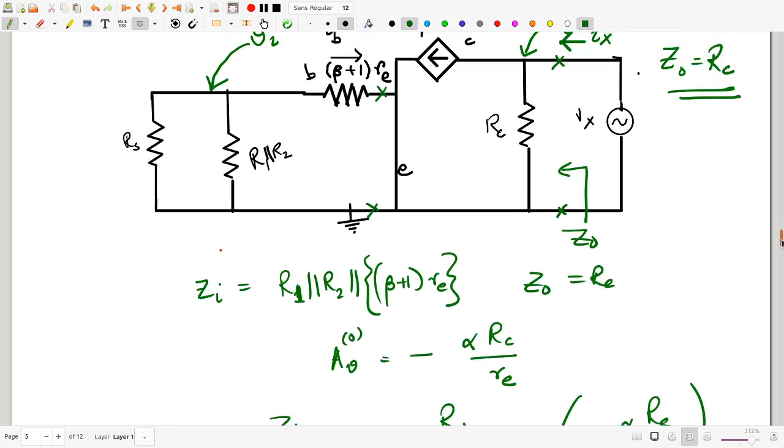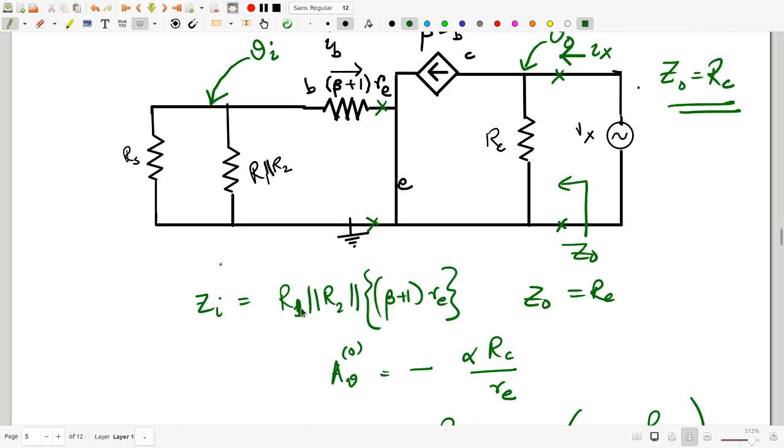Okay, so these are your final results. Again, the final results for this simplified version. Zi is R1 parallel R2 parallel beta plus 1 RE. ZO is simply RC. Okay, maybe I need to write this a bit more clearly. And AVO is minus alpha RC by RE.